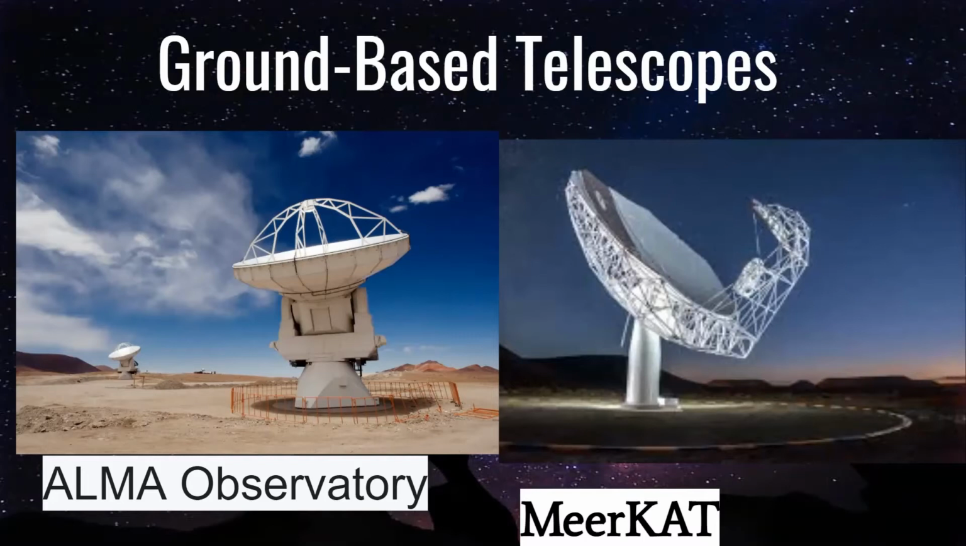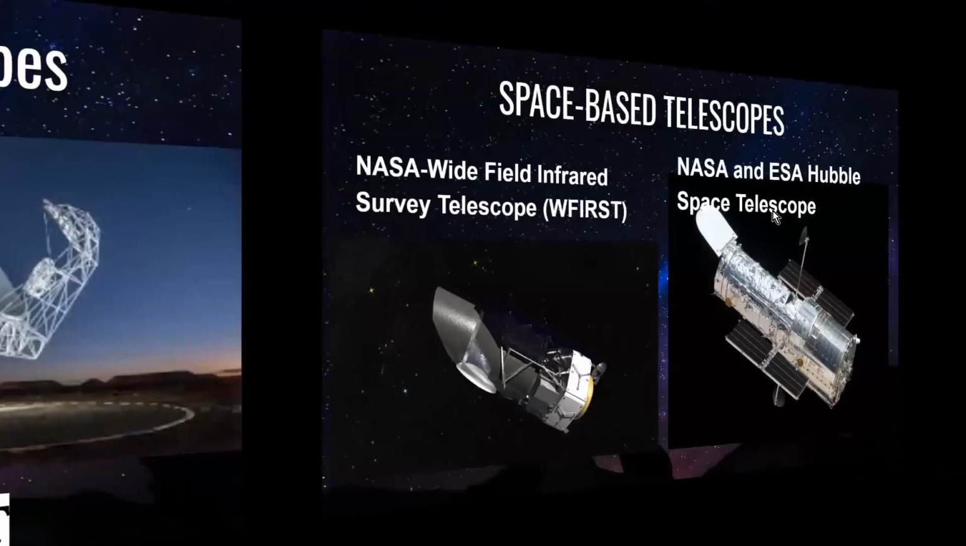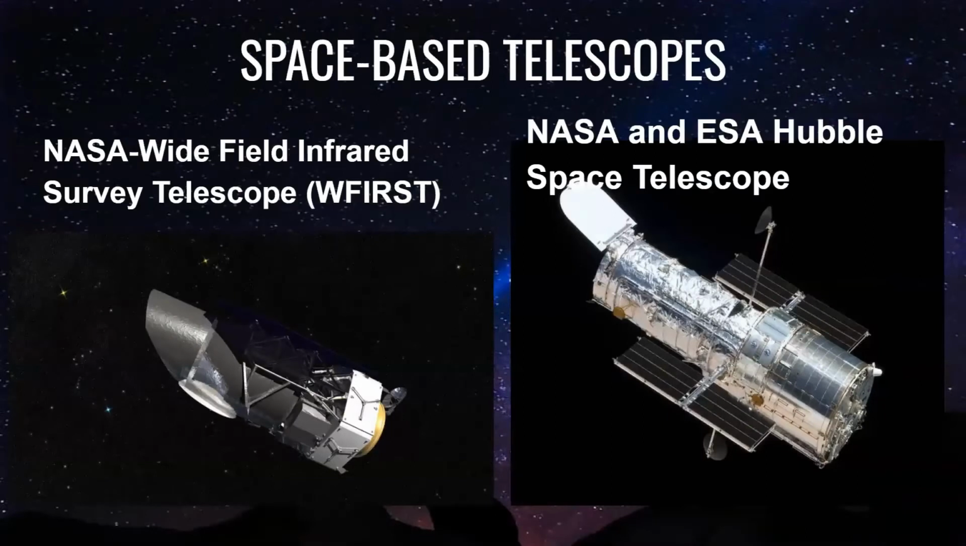And the second type are the space-based telescopes. These are telescopes built in space to observe from space, or observe the ground or the earth from space. A typical example of such a telescope is the NASA Wide Field Infrared Survey Telescope. And another one is the NASA and ESA Hubble Space Telescope. These are typical examples of space-based telescopes.